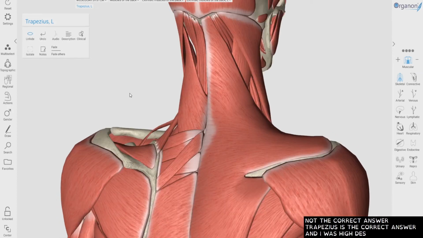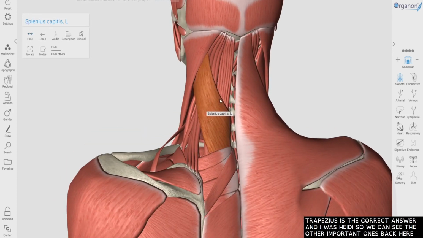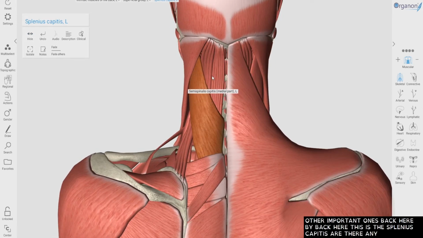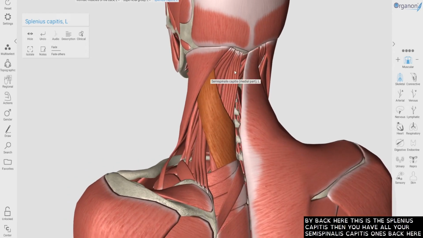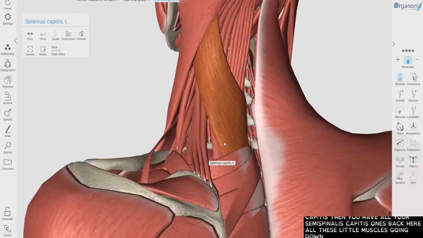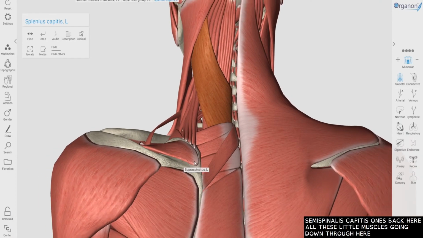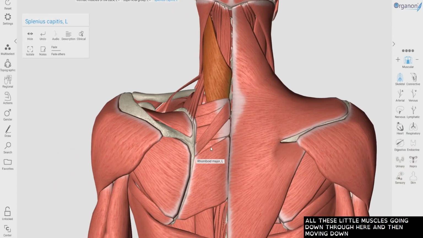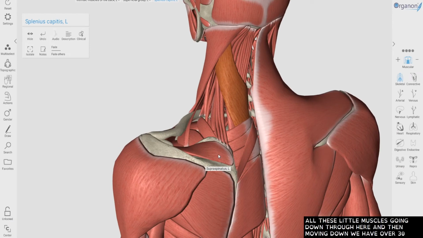Now, let's hide this so we can see the other important ones back here. Back here, this is the splenius capitis. Then you have all your semispinalis capitis ones back here, all these little muscles going down through here. And then moving down, right there's the supraspinatus. Those are rotator cuff muscles.